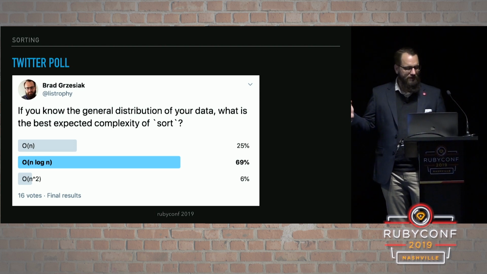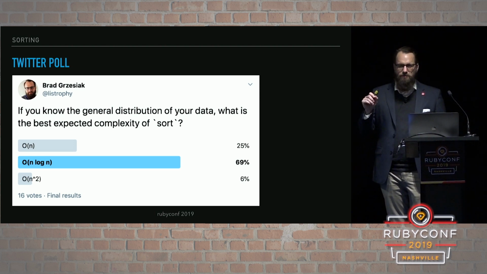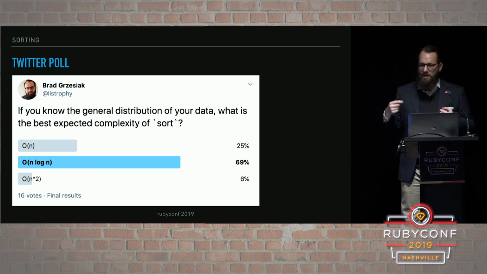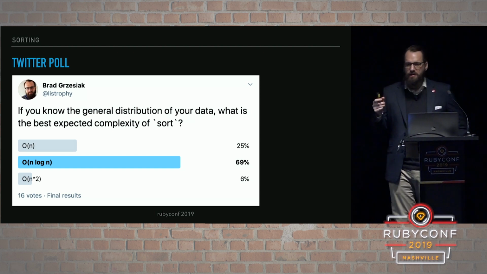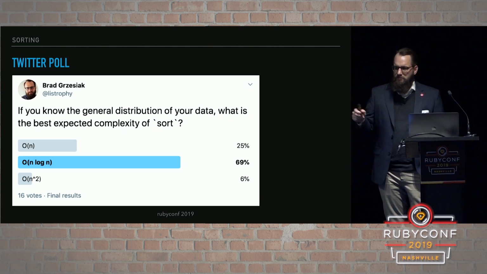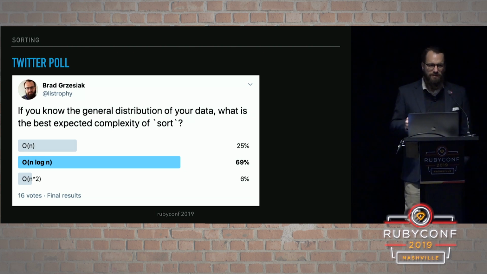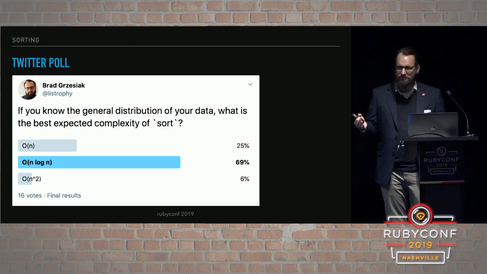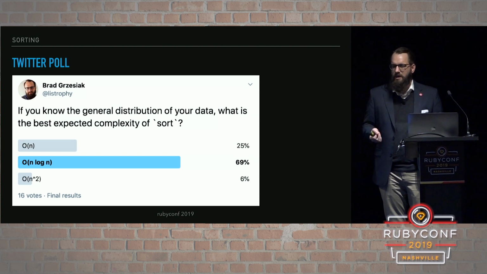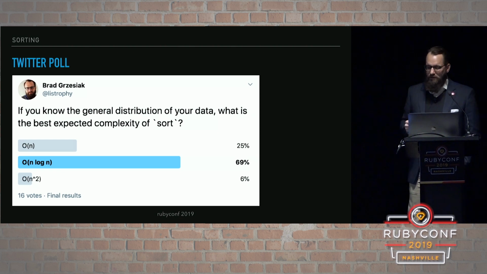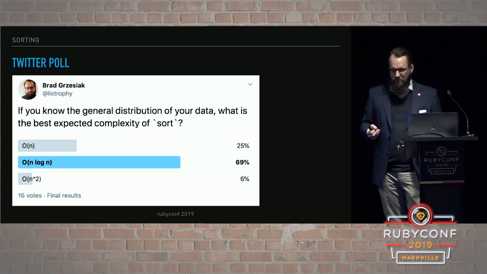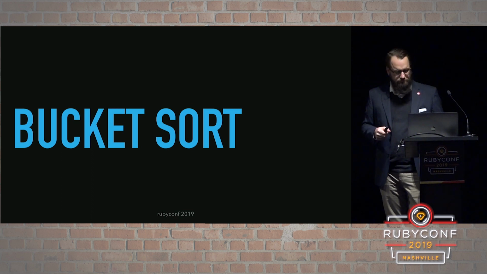This isn't to shame anyone who said O of n log n, but it's a pointer to step back whenever you're asked a question and say, well, the common knowledge is O of n log n. People say that that's the proof. But I added a condition here: if you know the general distribution of your data, which changes the context of the normal question of what is the best sorting algorithm, the answer is, well, it's going to be O of n log n. But if we know the general distribution, we can actually achieve O of n. And there are a number of ways to do that, but one of them is called bucket sort.